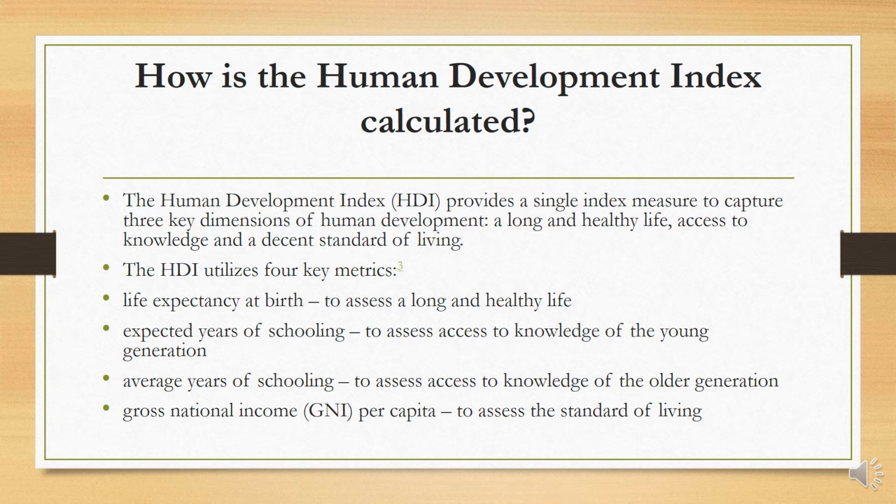How is the Human Development Index calculated? The Human Development Index, HDI, provides a single index measure to capture the three key dimensions of human development: a long and healthy life, access to knowledge, and a decent standard of living. The HDI utilizes four key metrics: life expectancy at birth to assess a long and healthy life, expected years of schooling to assess access to knowledge of the young generation, average years of schooling to assess access to knowledge of the older generation, and gross national income, that is the GNI per capita, to assess the standard of living.